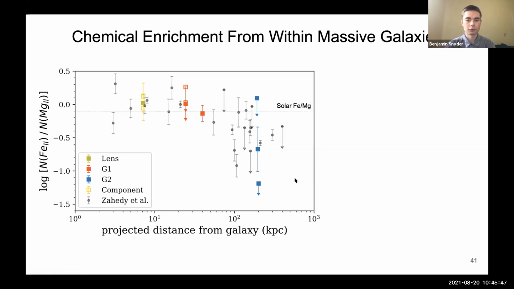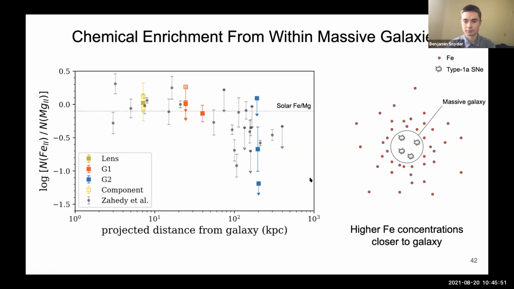As we go further and further away from the galaxy, we see less iron compared to magnesium. So iron comes from type 1a supernovae. This is telling us that these supernovae are slowly spreading out iron throughout the galaxy. And that's a sign that a lot of the chemical enrichment in the circumgalactic media of massive galaxies is coming from within the galaxy itself.